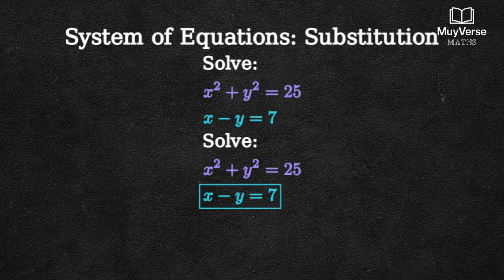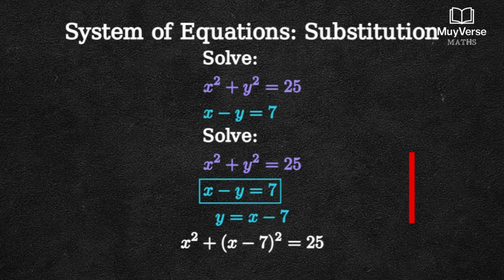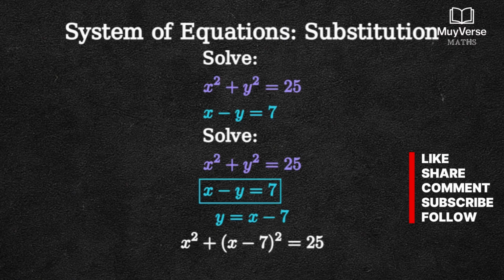From x − y = 7, y = x − 7. Substitute x − 7 in place of y in the first equation. We get x² + (x − 7)² = 25.